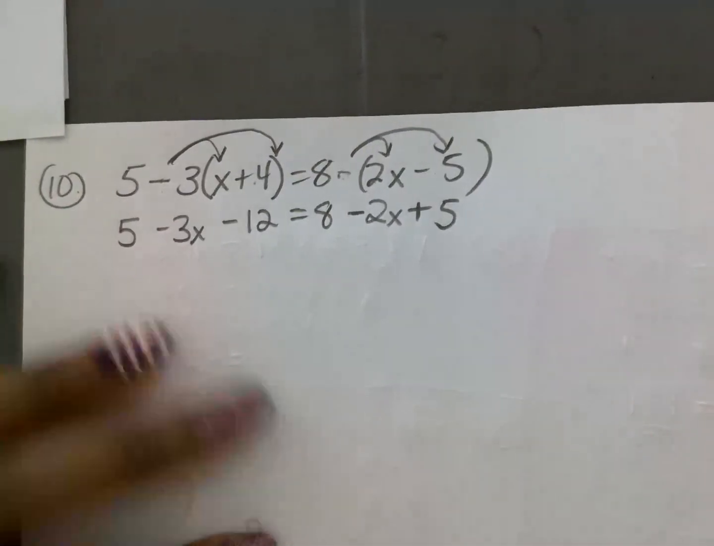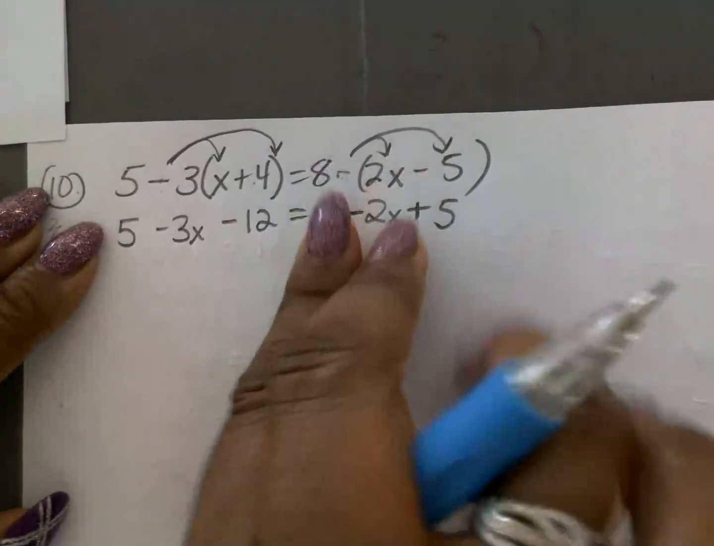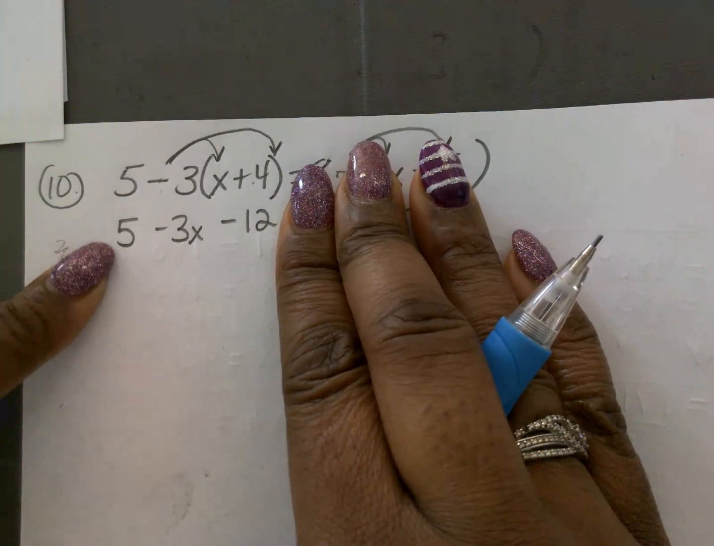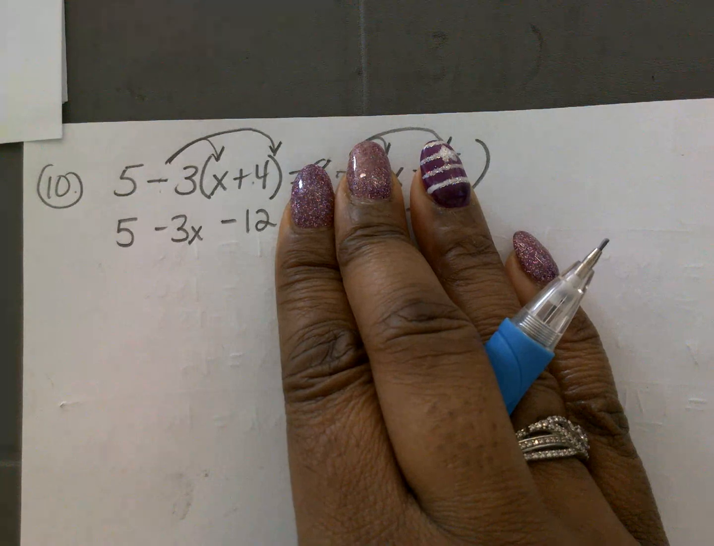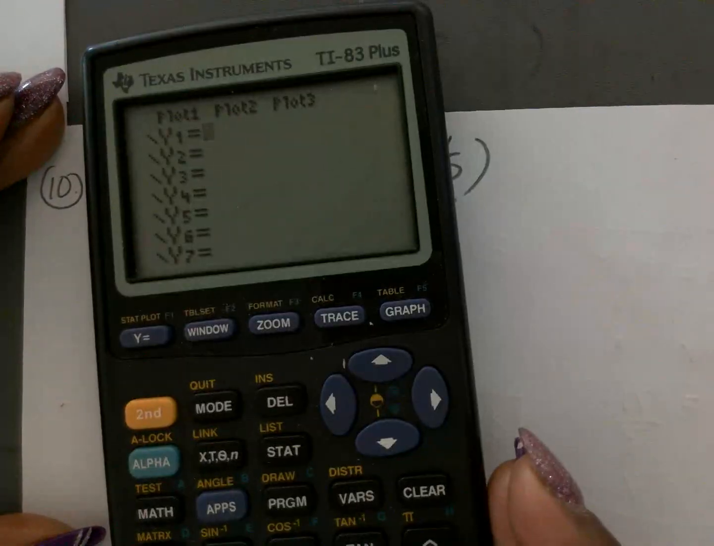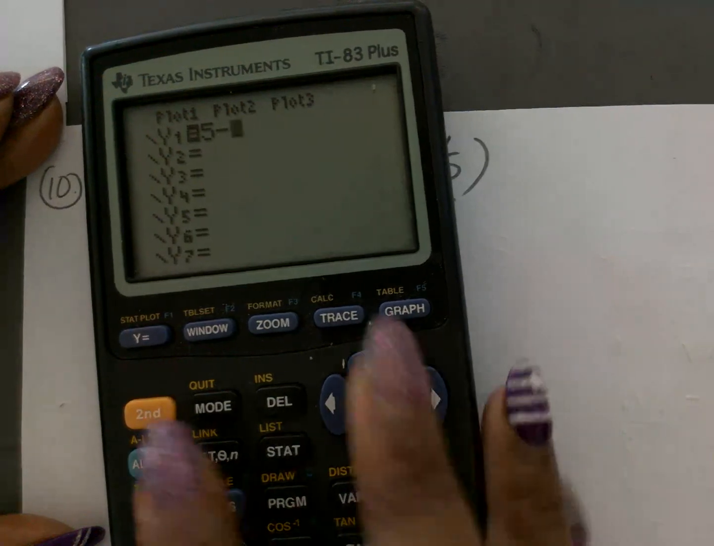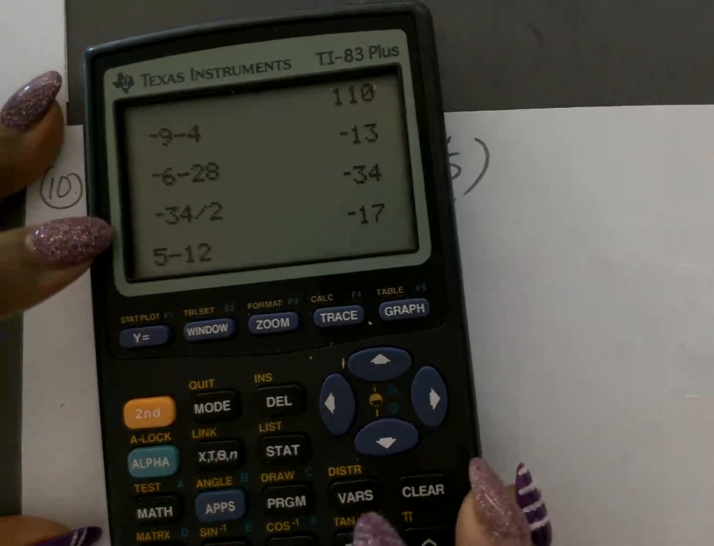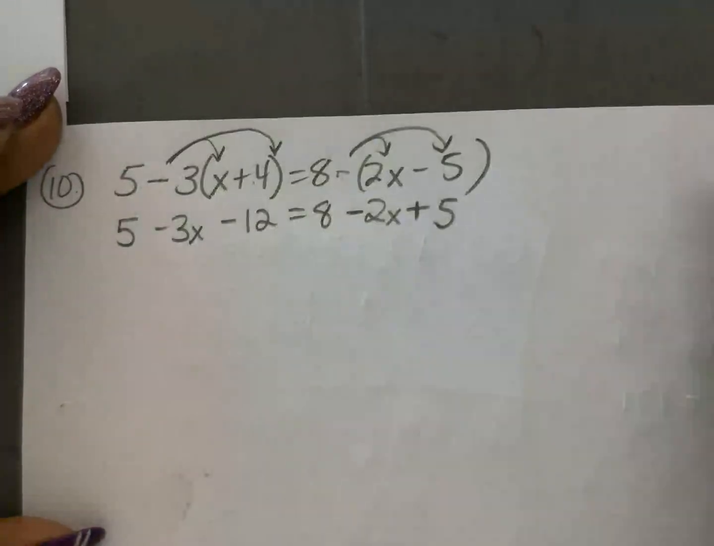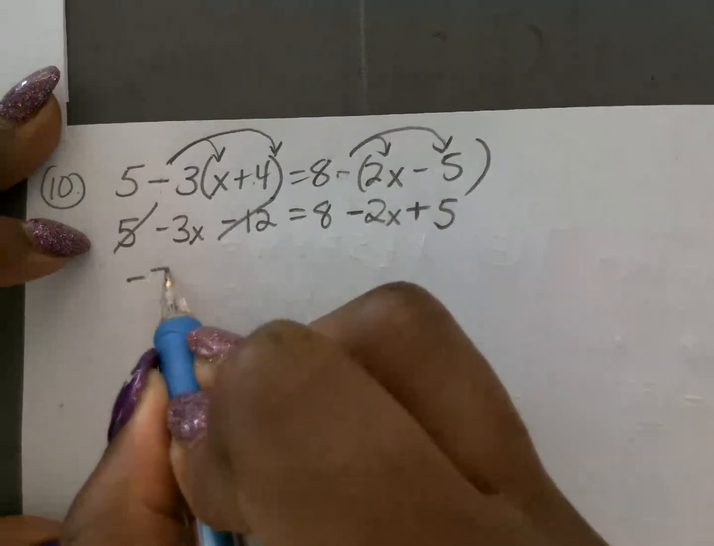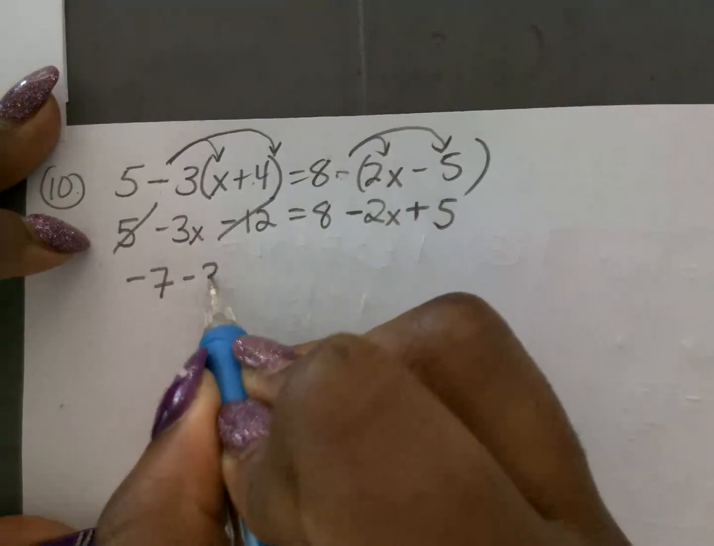Now we're going to combine like terms. Do each side separately. So let's look at this side first. On this side, I can combine the 5 with the negative 12. If this is calculator active, you can type this in as 5 minus 12, just like that. And that's going to be a negative 7. Do you see it? So we combine these two first. This is negative 7 minus 3x.